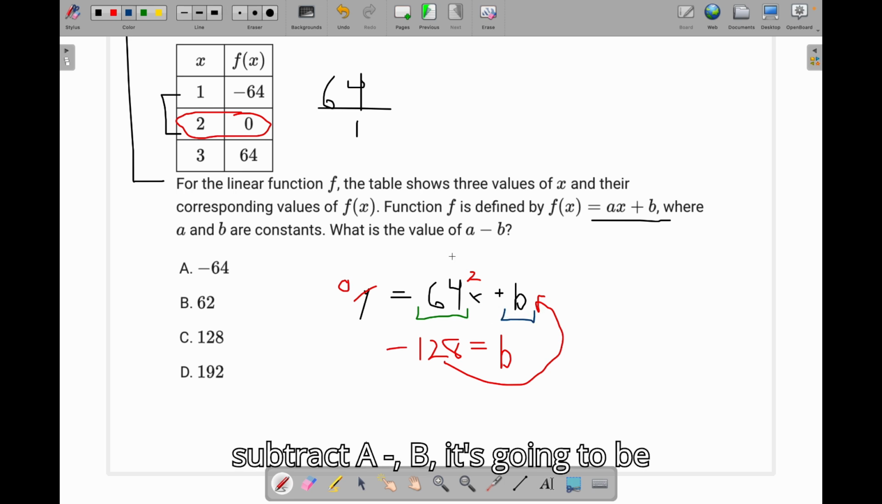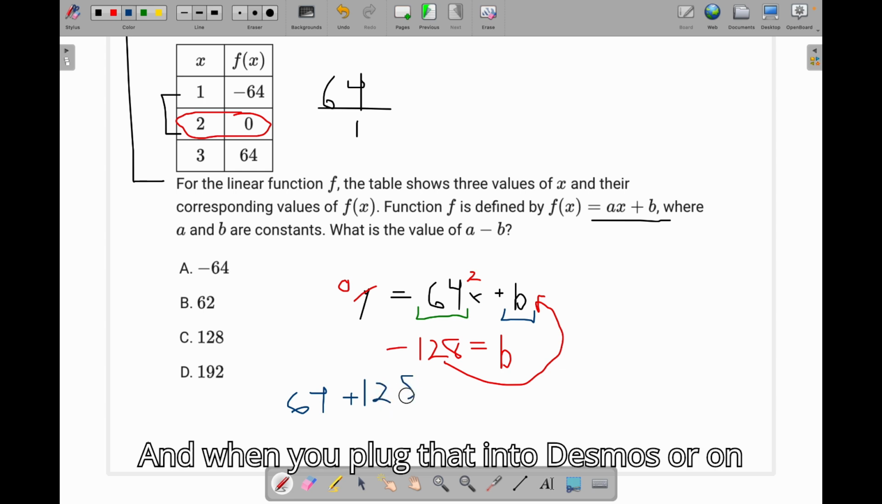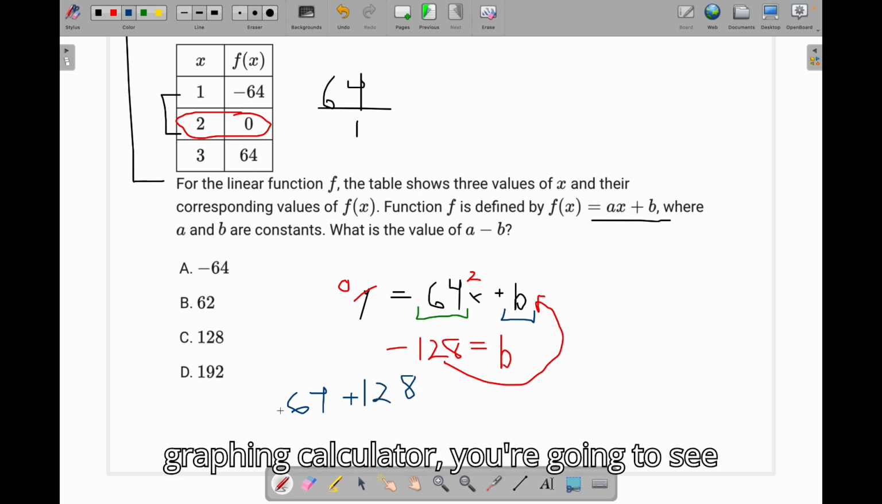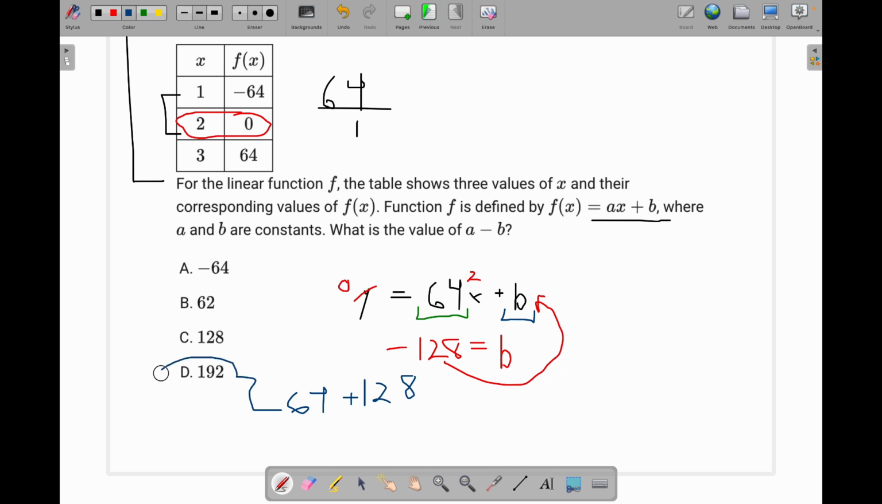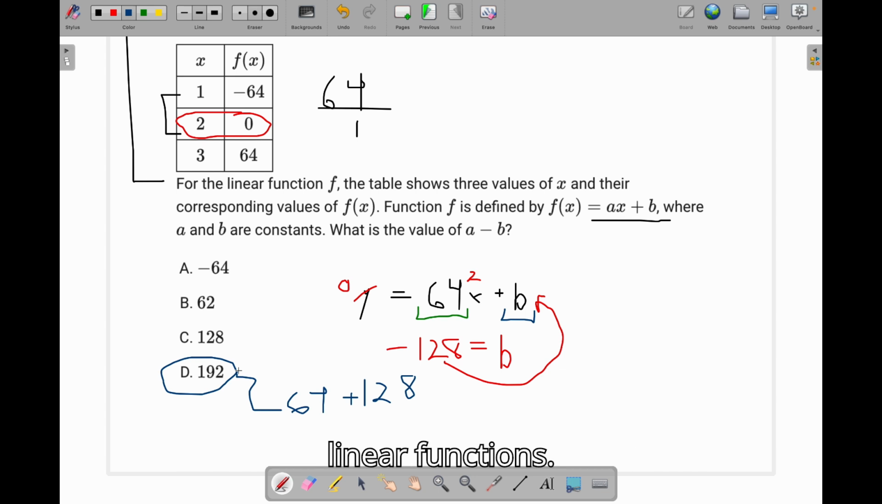So now you subtract a minus b. And when you plug that into Desmos or your own graphing calculator, you're going to see that equals 192. And that's your answer. And that is it for linear functions.